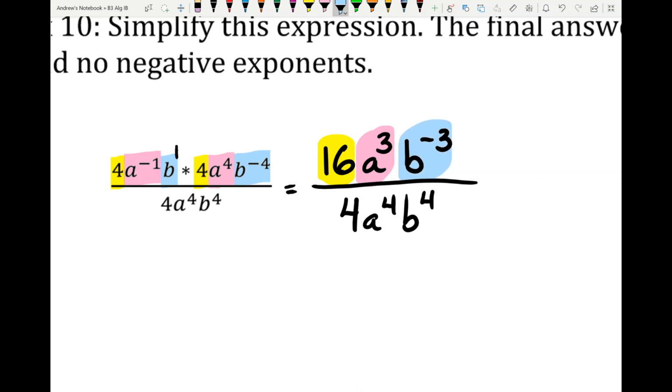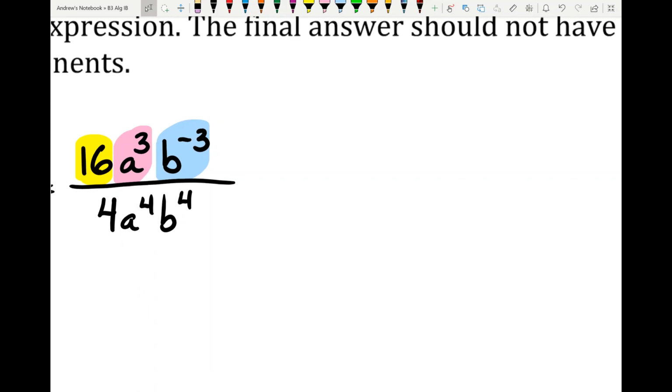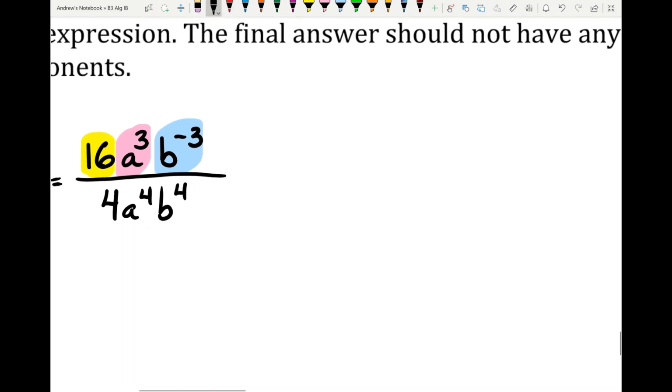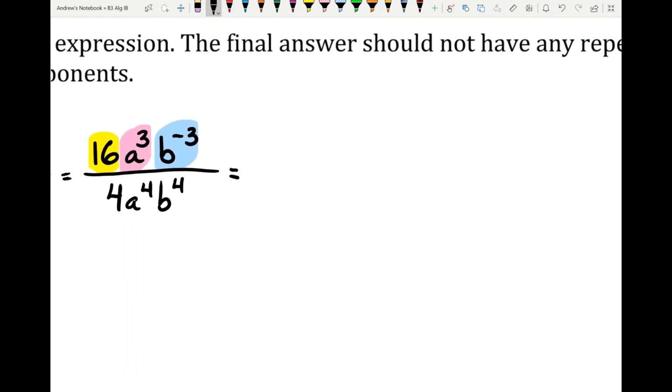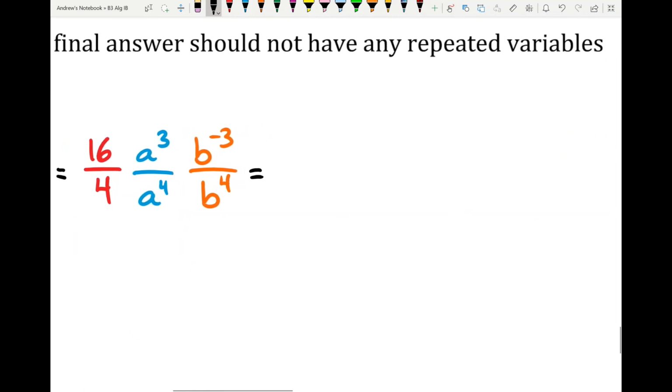Okay. So all I did was take care of that multiplying on the top, and now I'm good to do the division here. When I'm doing the division, I can do it the same way we've been doing it on the last couple. I can do 16 divided by 4. I can do a to the third divided by a to the fourth. I can do b to the negative third divided by b to the fourth. Taking it one piece at a time from here on out.